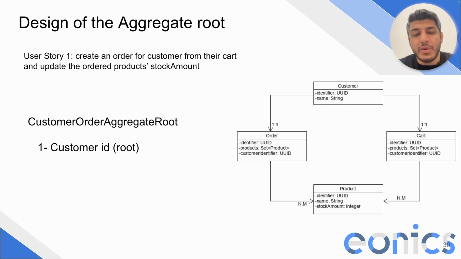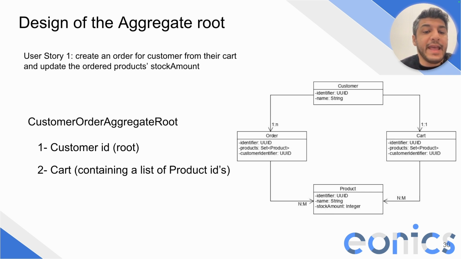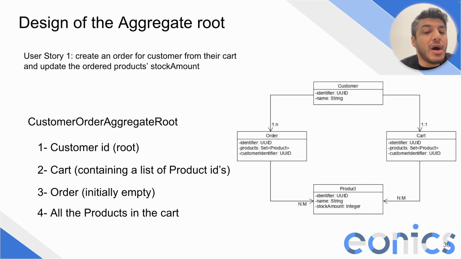So how do we make our aggregate root? Our aggregate root would have the customer ID as a root, because we want to know what customer we are dealing with and fetch the data regarding that customer in our aggregate root. Then we want its cart, because we have already created the cart in our database, and it contains a list of product IDs, of course. And then we need an order attribute or field, which is initially empty, because we want to create this order first. And then we want all the products in the cart.